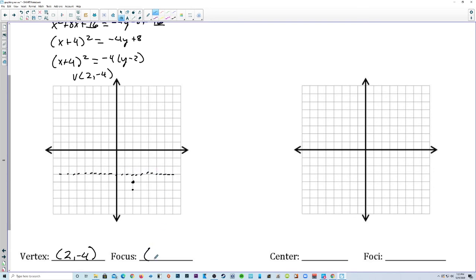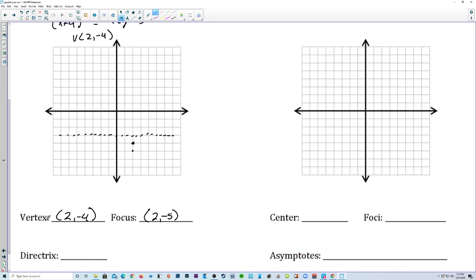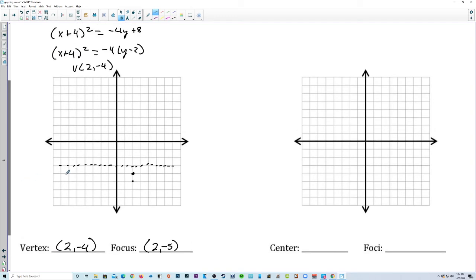So the focus is 2, 1, 2, 3, 4, 5. 2, negative 5. The directrix is y is equal to negative 3. And through the focus, we can go 2 to the right and 2 to the left. And then we try to draw what resembles a parabola.